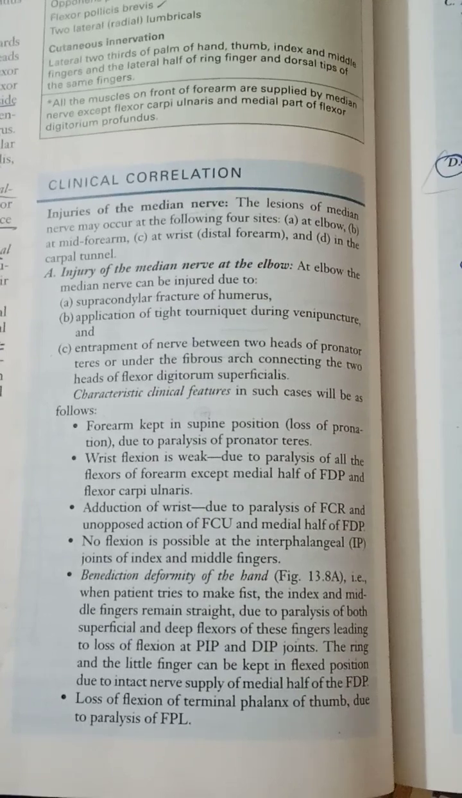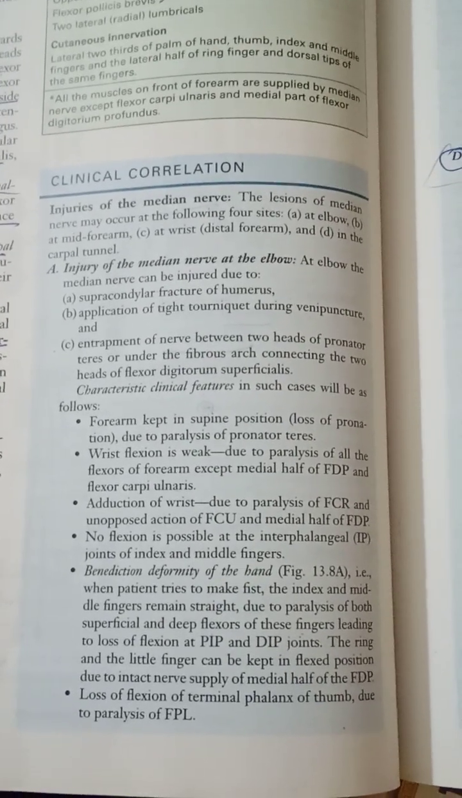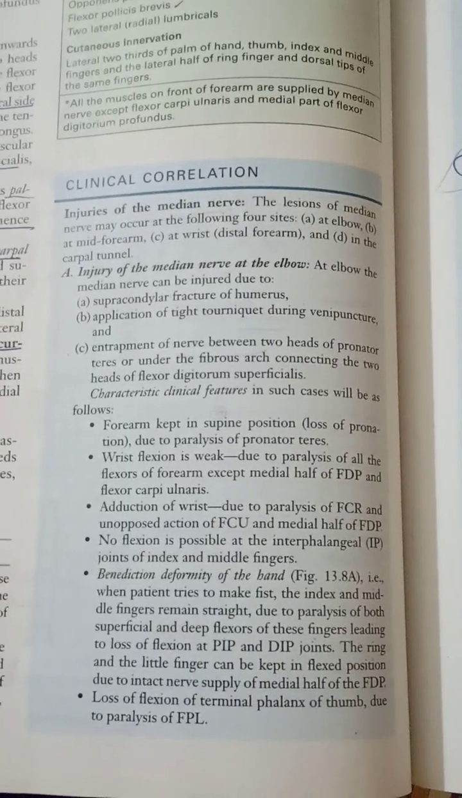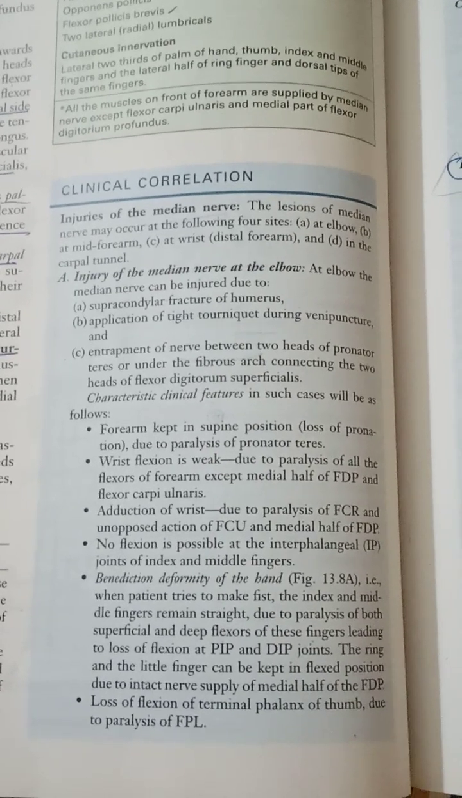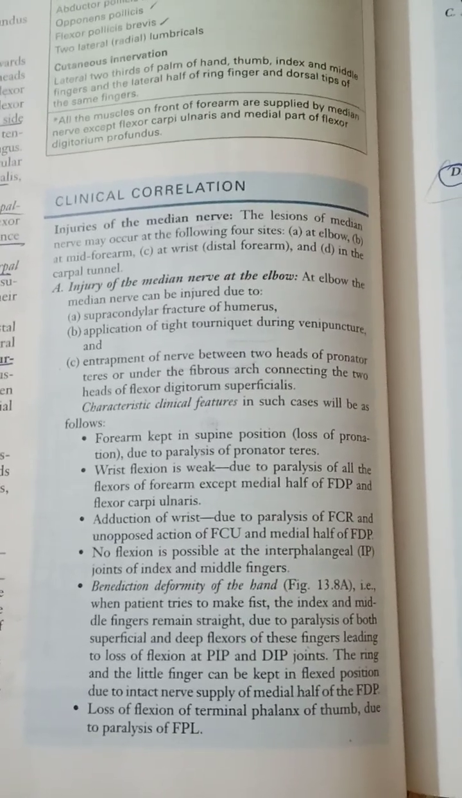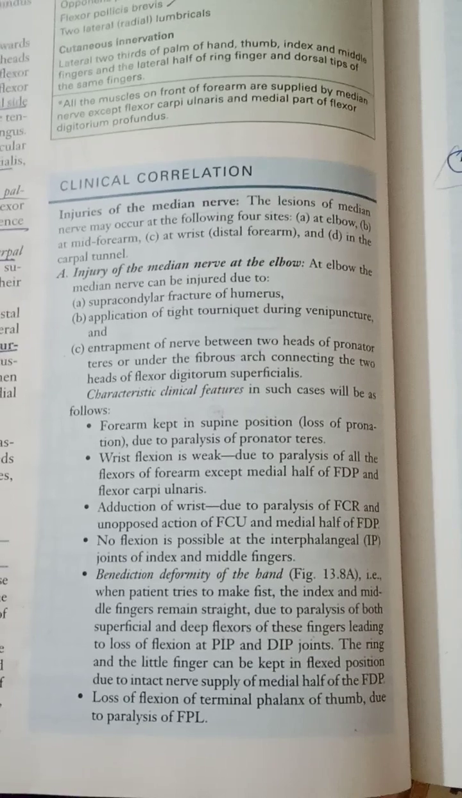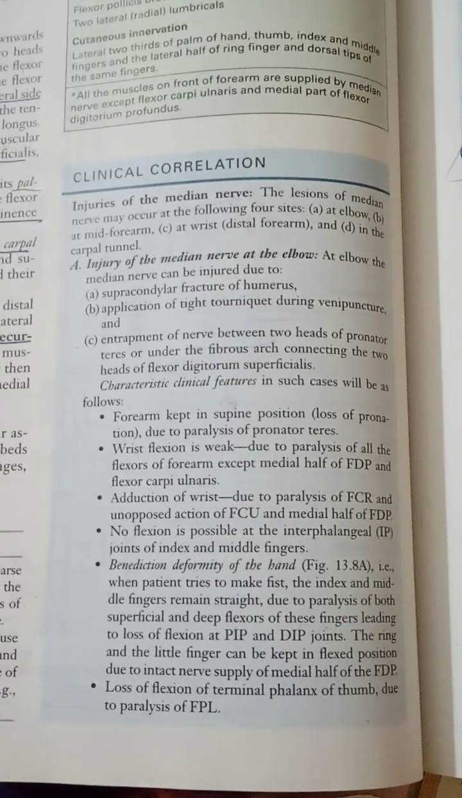The forearm is kept in supine position due to paralysis of pronator teres, with loss of pronation. You cannot pronate. So always the forearm will be kept in supine position if there is an injury of the median nerve at the elbow because of supracondylar fracture of the humerus. Always in supine position, loss of pronation. Okay. Wrist flexion is weak. Wrist flexion, it is weak, it cannot be flexed.